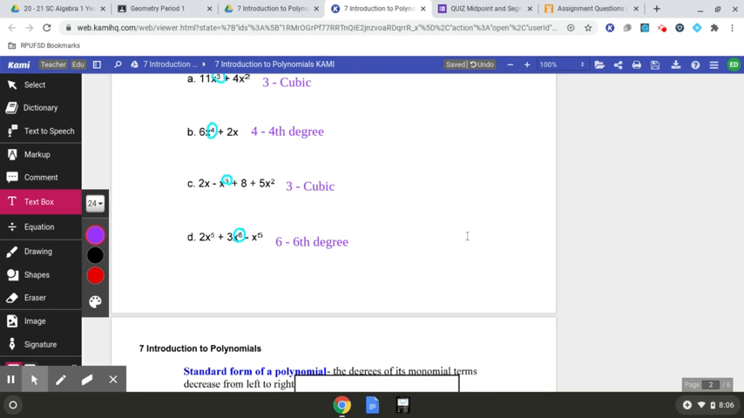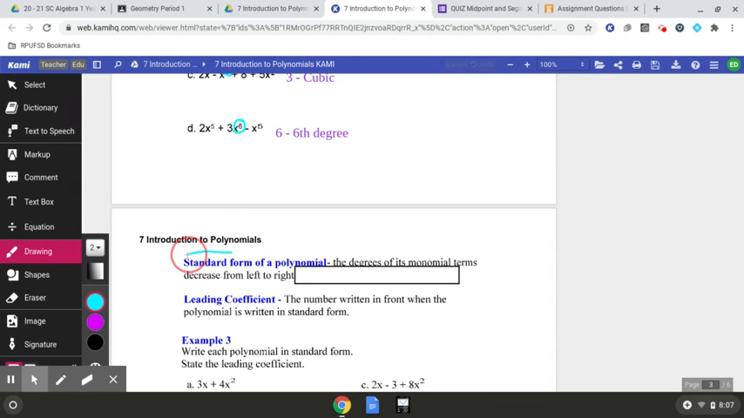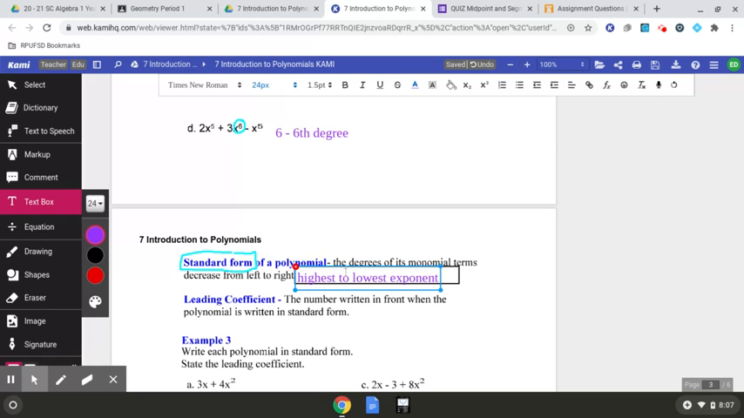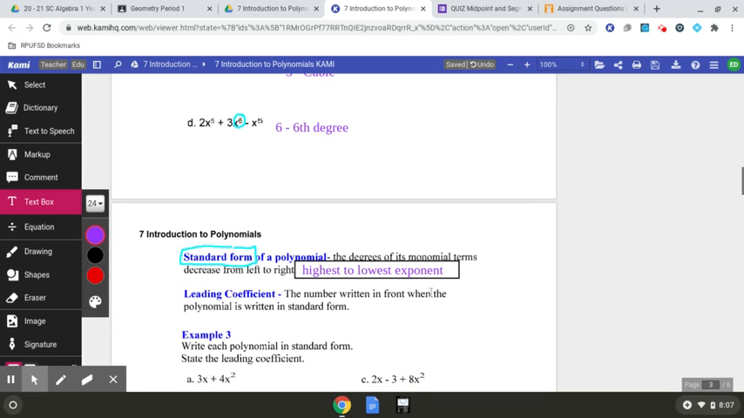So in doing that, we now can talk about something called standard form. And this is a super important term that you're going to hear over and over. So standard form of a polynomial just means that you're putting the degrees of each monomial, so each single term, decreasing from left to right. So in this box here, we're going to write something that'll make this a lot simpler to understand. It's just highest to lowest exponent. That's it. So when you're trying to put your terms in order, you're always going to go from highest to lowest exponent. That's standard form.